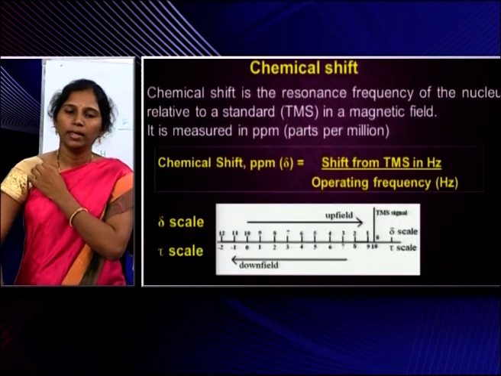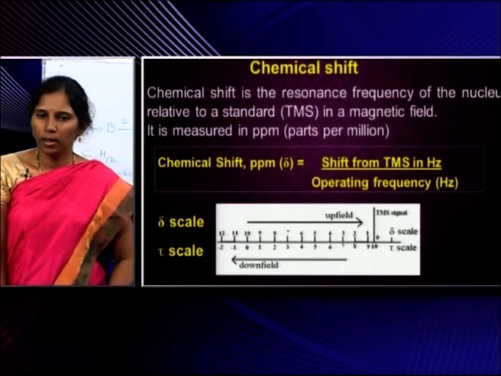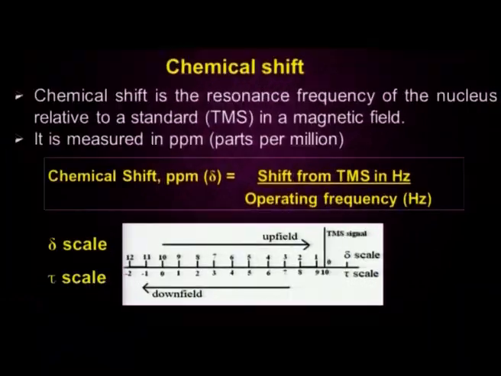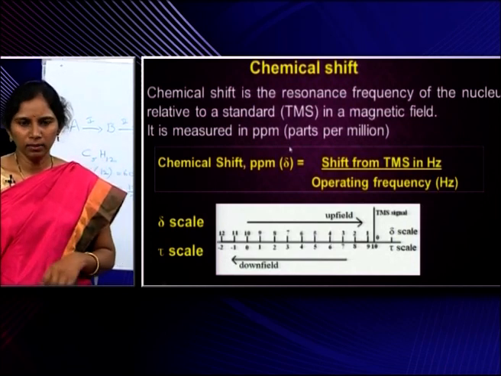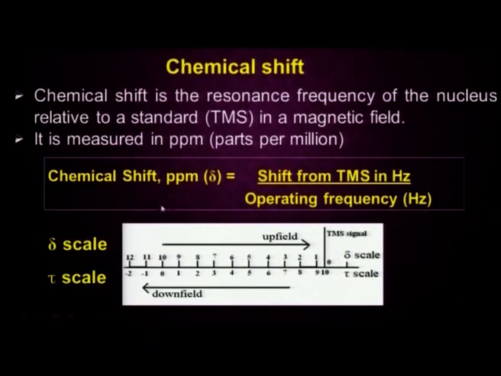And that position is studied by a scale called chemical shift, and chemical shift is the resonance frequency of the nucleus relative to the standard in a magnetic field. That is the distance from the TMS peak, that's it. There is nothing harder in it. And if you want to measure it, the mathematical form of chemical shift is given by the shift from TMS divided by the operating frequency taken in hertz, and the chemical shift is measured in units of ppm, parts per million.